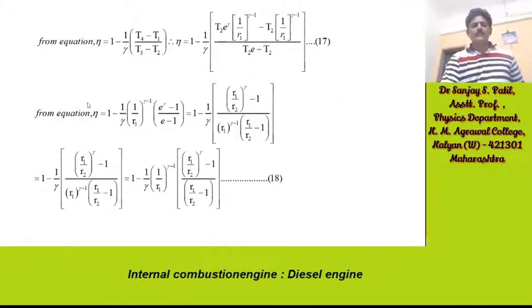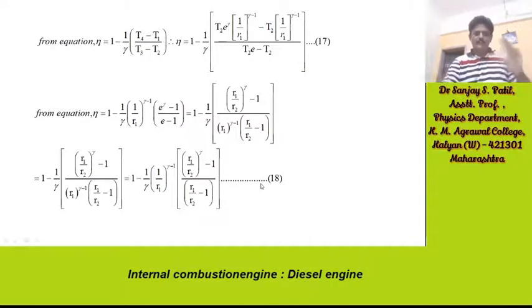So from this equation, eta = 1 − (1/gamma) (T4 − T1)/(T3 − T2). Therefore, eta is equal to this, equation 17. And finally, after rearranging the terms, we will get this final equation, that is the efficiency of the diesel engine.